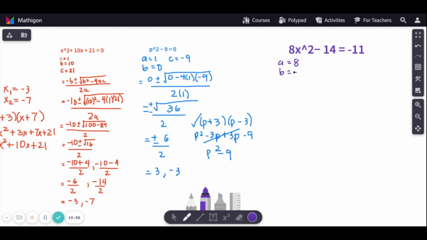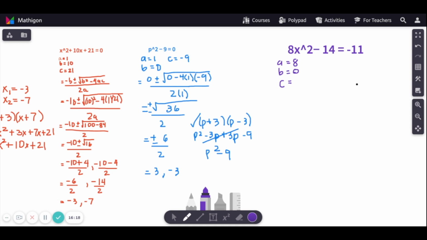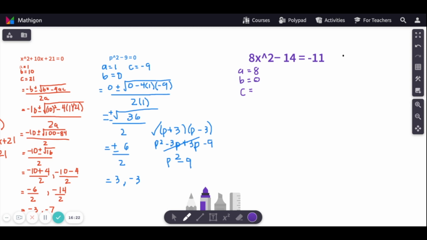So, your B is, again, wala po kayong B, 0. And your C is, A lang naman po ang bawal maging 0. Okay. So, and your C is, ano mo muna po pala to, okay? Ita-transpose mo muna. Sabi ko nga, gagawin nyo laging standard form. So, this is 8x squared minus 14 plus 11 equals 0. Right? So, this is 8x squared minus 3. So, negative 3 po yung C nyo.